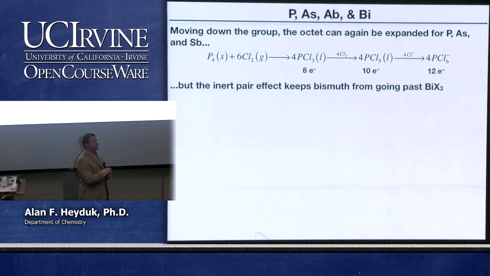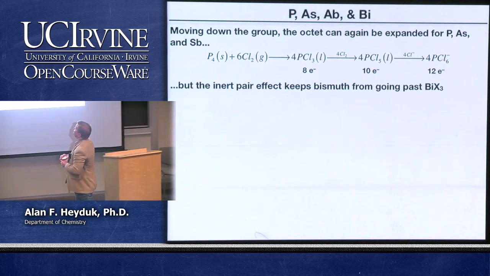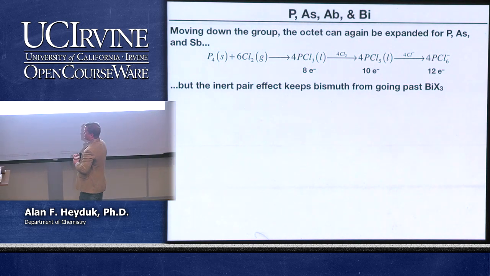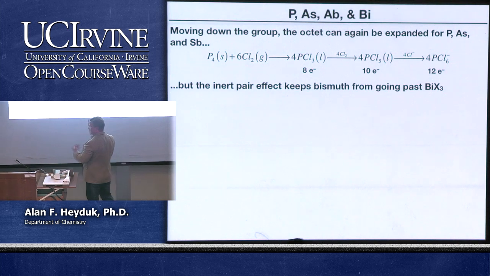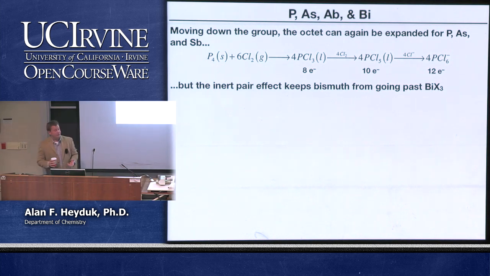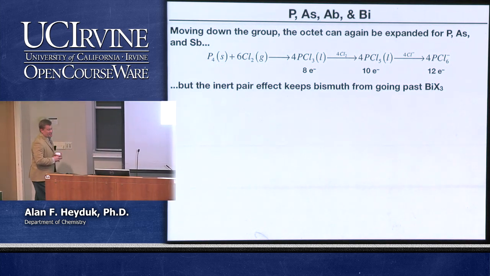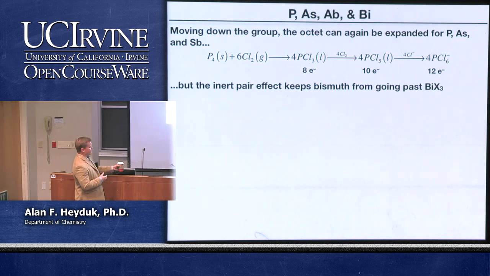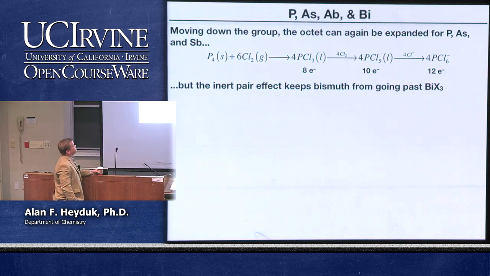The heavier congeners. So phosphorus, arsenic, antimony, bismuth, all through here. As we move down, as you might expect, the same trends that we saw in the heavier elements of the carbon group hold for the nitrogen group as well. So we can take P4, which is the elemental form of phosphorus, react it with chlorine gas, and get an initial oxidation up to PCl3. This would be trigonal pyramidal. It's a liquid, very water reactive, pretty noxious.